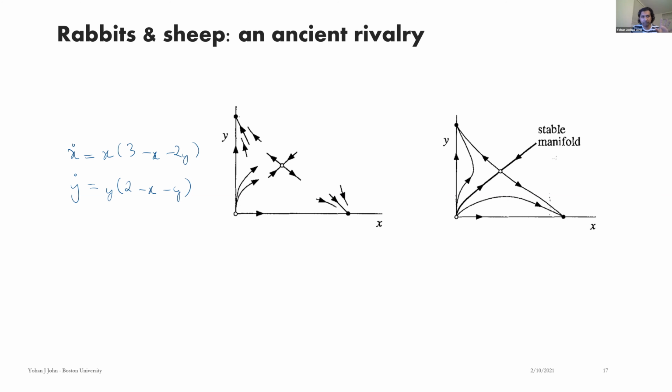But there are pathological cases where this will require more careful analysis, such as when you have a fixed point where the linearization doesn't work. Then you have to look at higher derivatives and things like that, of the Taylor expansion.